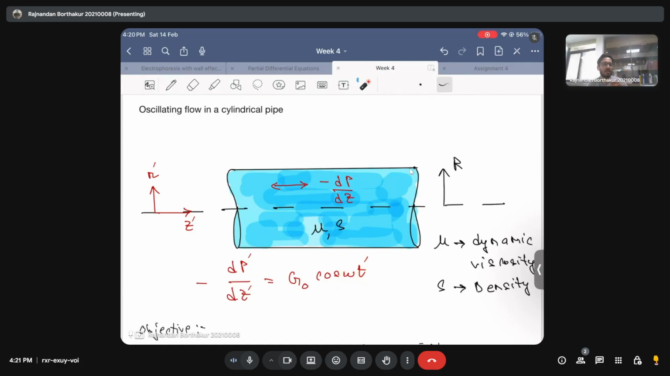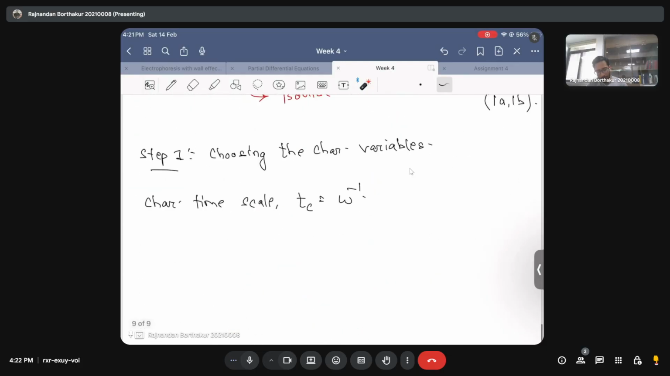And within this time scale, because I know that there isn't any other mechanism which is actuating the flow, the changes or the disturbances that will be propagated are going to be dictated by this omega inverse time scale, which is the inherent time scale of the problem. Okay, so that's the reason why I will choose my characteristic time scale Tc as omega inverse.